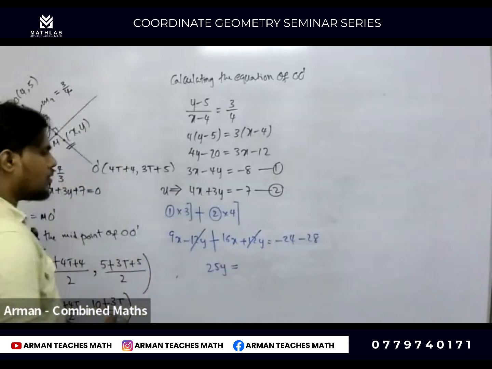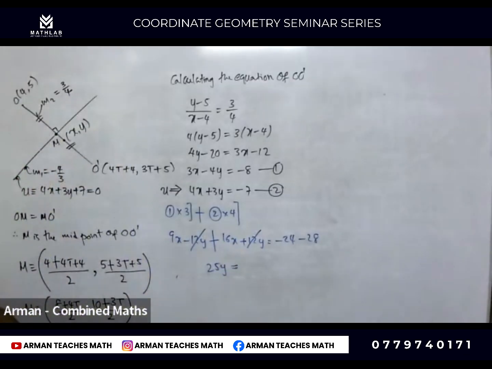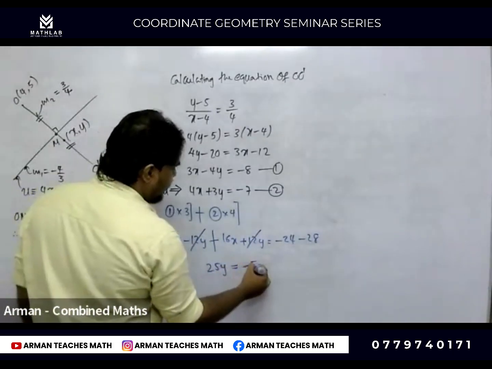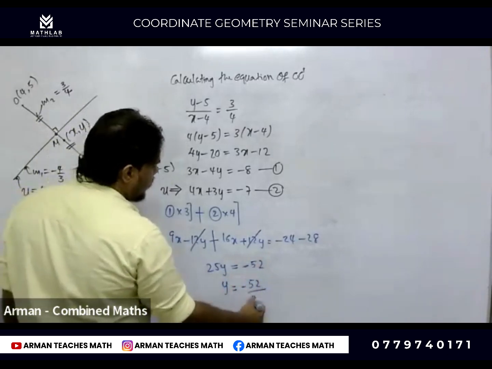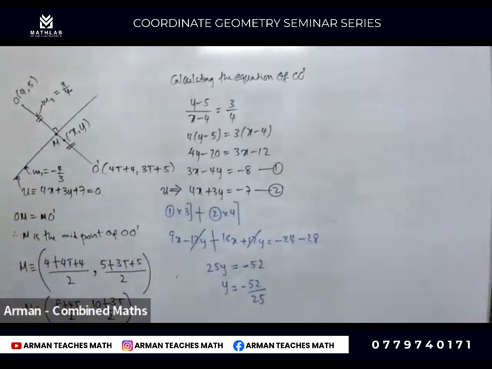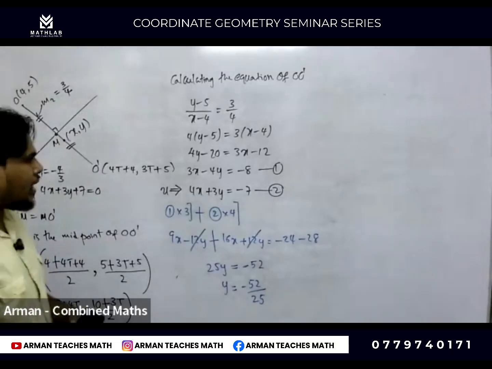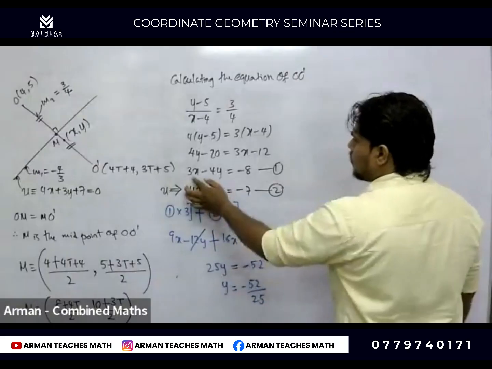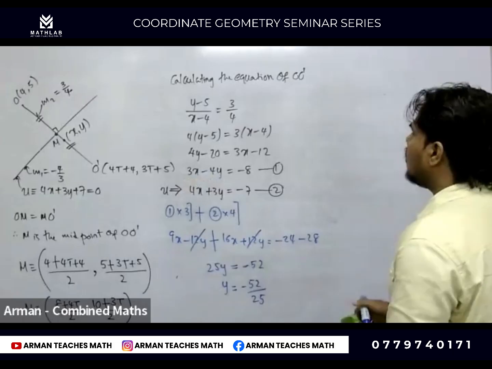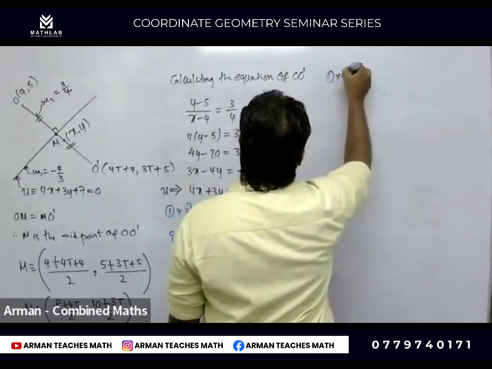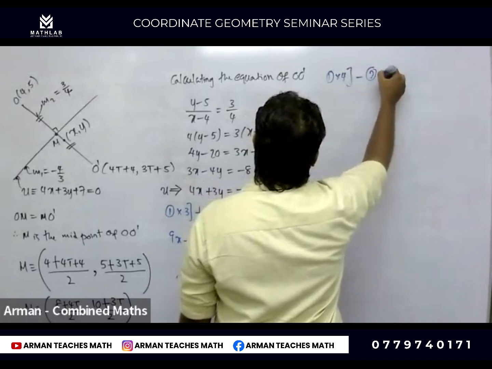This equals minus 24 minus 28, which is minus 52. Divide both sides by 25. Y equals minus 52 over 25. That's the y coordinate of this M point. Now you can find the x coordinate. What I can do is multiply this one by 4 and multiply this one by 3 and subtract them, no? First equation multiplied by 4 minus second equation multiplied by 3.